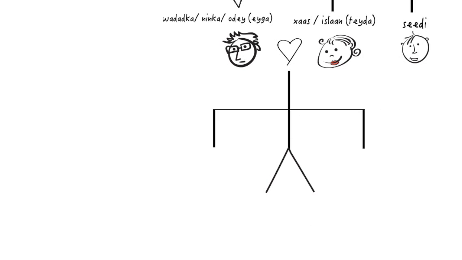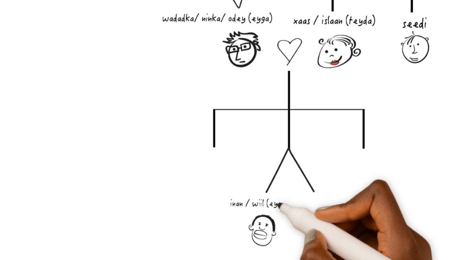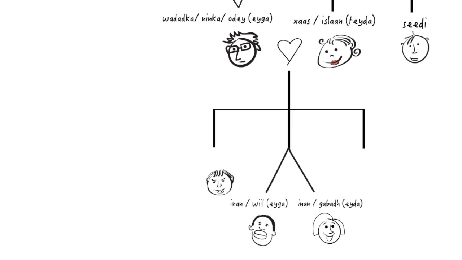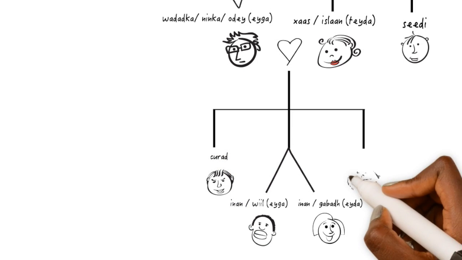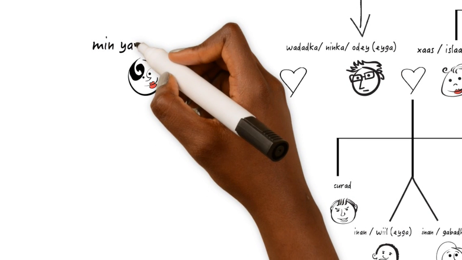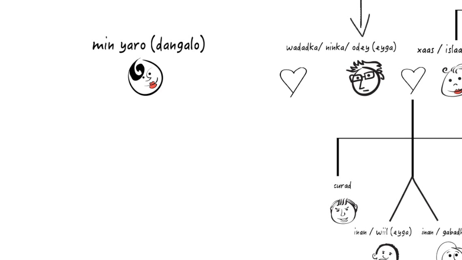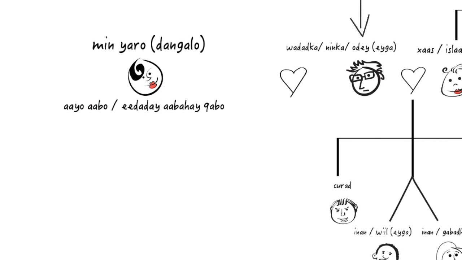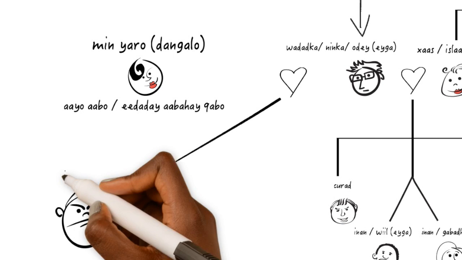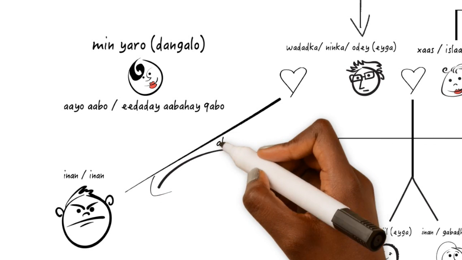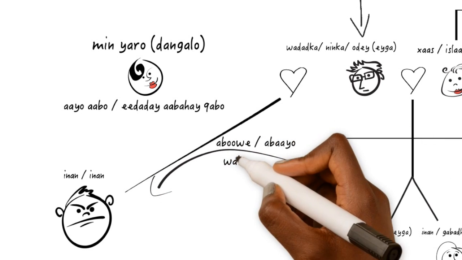If you have children, your boy child will be Inan or Wilkega, and your girl child will be Inan or Gabadeiba. If you have more than one child, your firstborn will be your Urad and your lastborn will be your Guridambes. If you marry a second wife, she will be called Minyaro, but the wives will call each other Tangalo. Your children will call her Ayo Abo or Edade Abahei Qabo. If she has children, boy child will be called Inan and girl child will be called Inan or Wilkega and Gabadeiba. Step brothers and step sisters will call each other Abowe and Abayo or Walala.